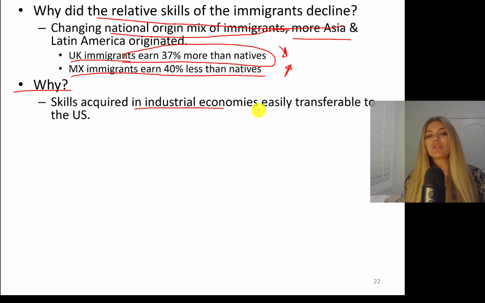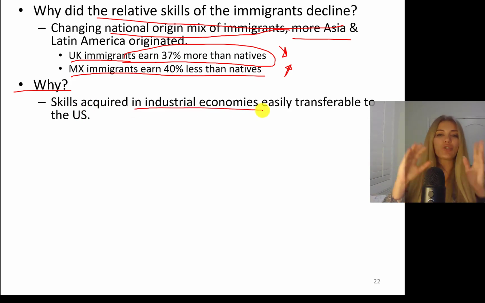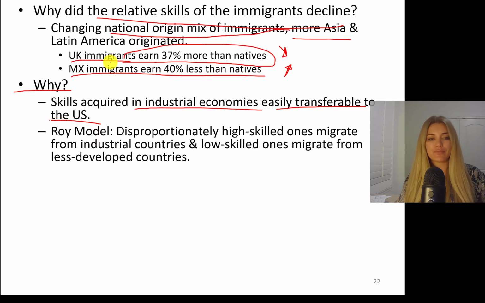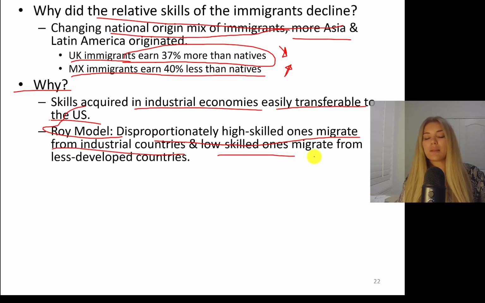Skills acquired in industrial economies such as Britain, Germany, Norway, Denmark, Holland are easily transferable to the US. And in those European countries, actually the UK, British people speak English, right? And they teach English at school. They speak English very well. So we'll study the Roy model, which says disproportionately high skilled immigrants migrate from industrial countries, and the low skilled of their countries immigrate from less developed countries. I'm not talking about on average.